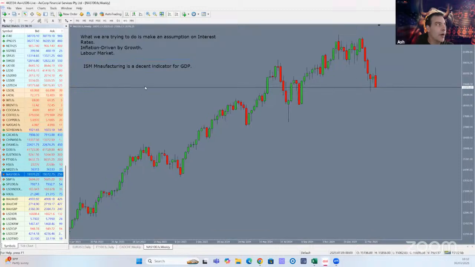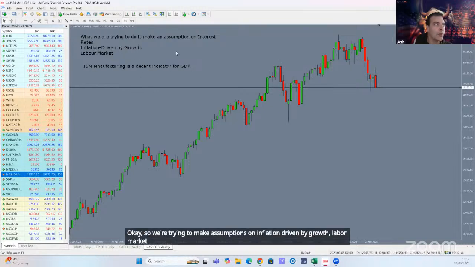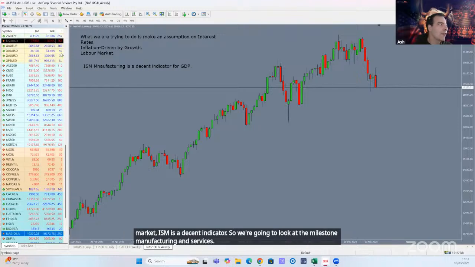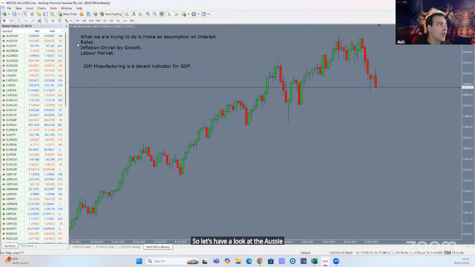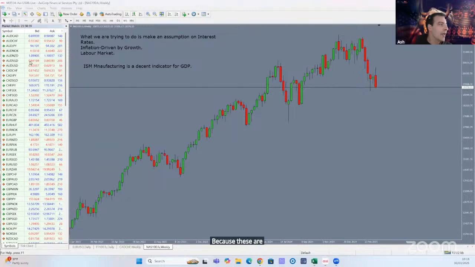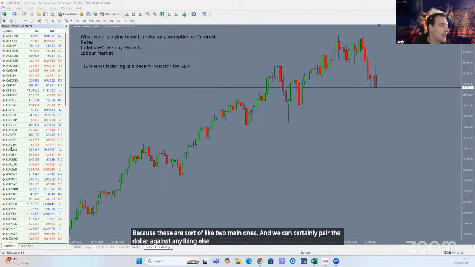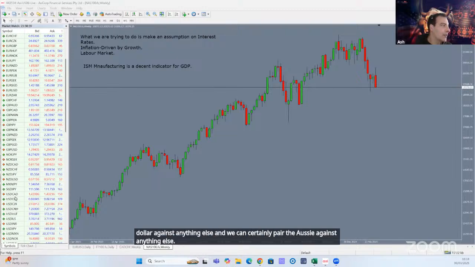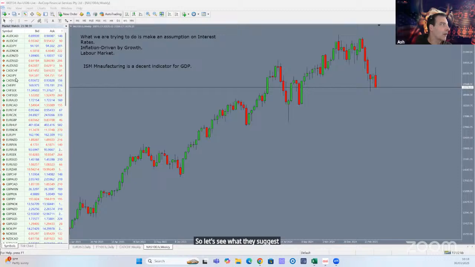Okay, so we're trying to make assumptions on interest rates, inflation driven by growth, labor market. ISM is a decent indicator, so we're going to look at the ISM manufacturing and services. Let's have a look at the Aussie dollar and see what is suggested by the chart, because these are sort of like two main ones, and we can certainly pair the dollar against anything else, and we can certainly pair the Aussie against anything else. So let's see what they suggest against each other.